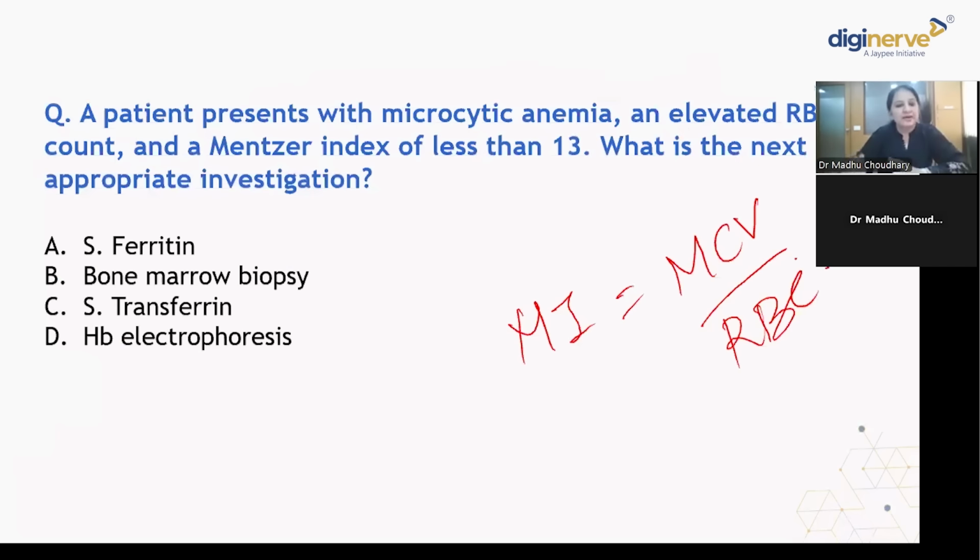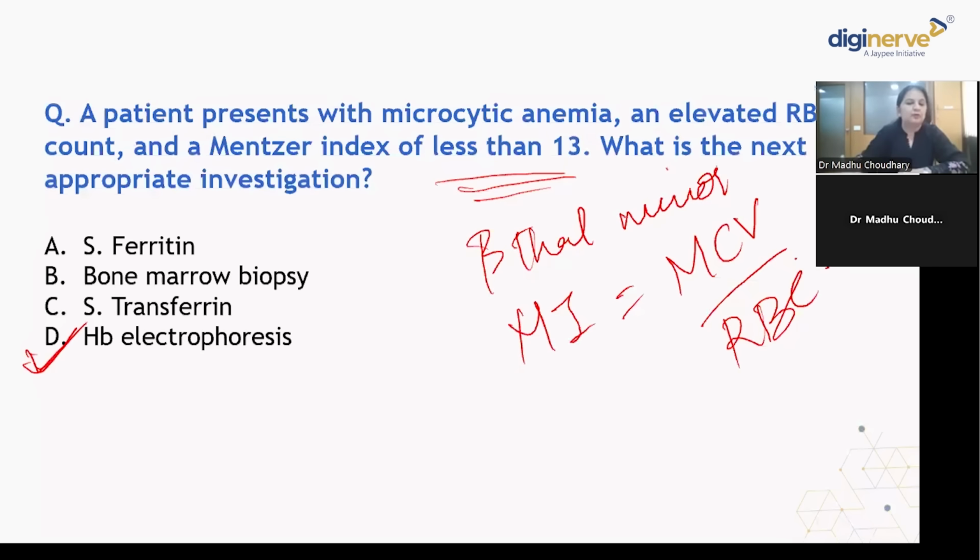Okay, now coming back to the question again, Mentzer index is less than 13. So this is definitely a case of your beta thal minor. For beta thal minor, what would be the next appropriate investigation? It would be definitely hemoglobin electrophoresis or HPLC, whichever option is given, right? So this is the answer. Now move on to the next question.